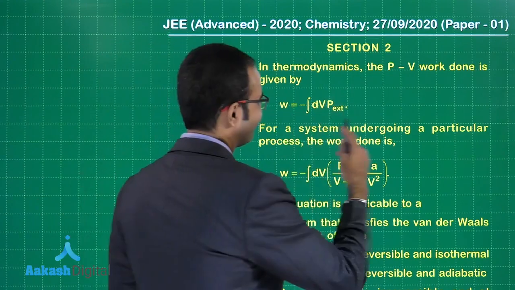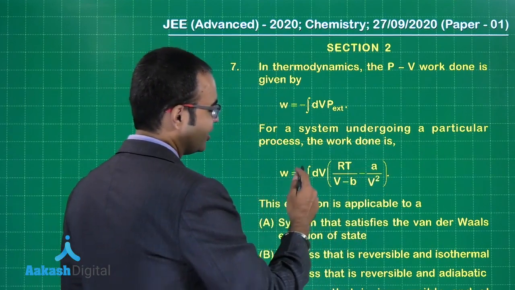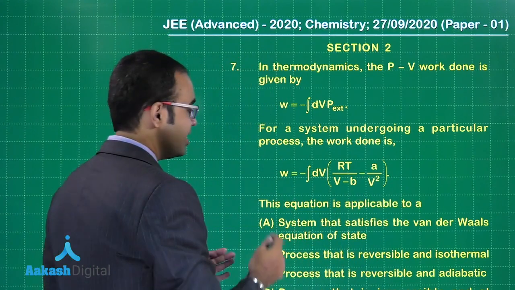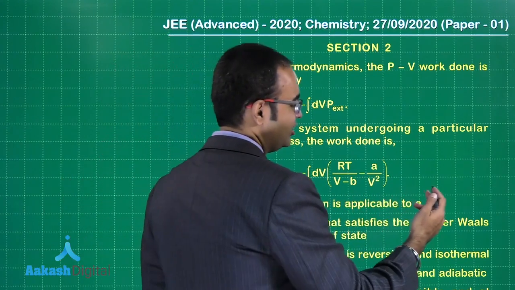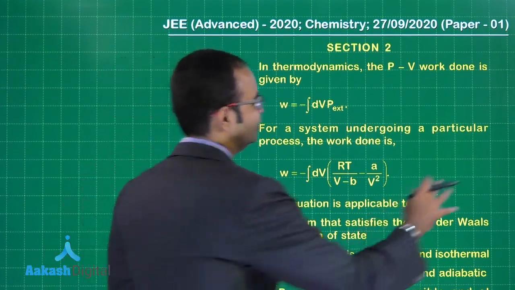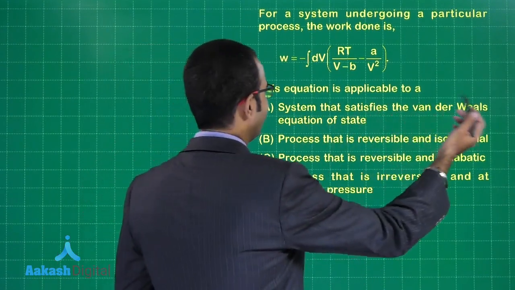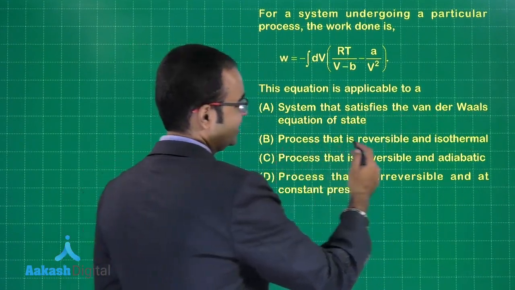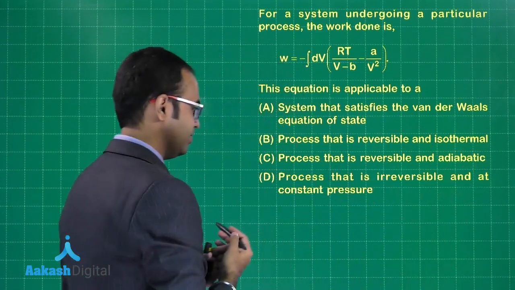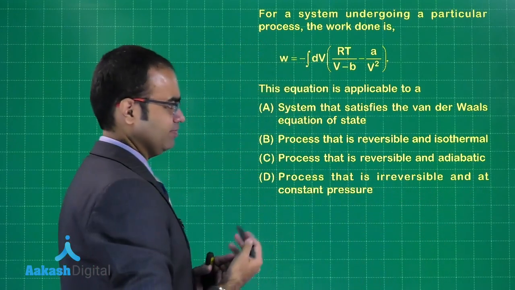P external. For a system undergoing a particular process, the work done is W is equal to minus integration of dV RT by V minus B, A by V square. Okay. Now this equation is applicable to a, okay, what is given? Let us read all the options very carefully. So what are the options? Let's see. A system that satisfies the van der Waals equation of state, the process that is reversible and isothermal, process that is reversible and adiabatic, process that is irreversible and at constant pressure. Okay.